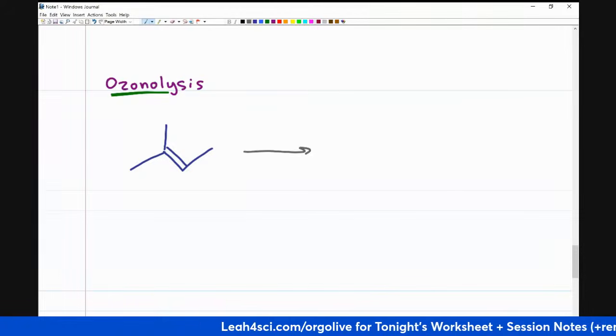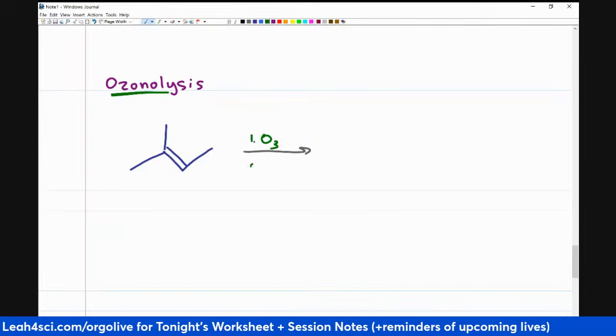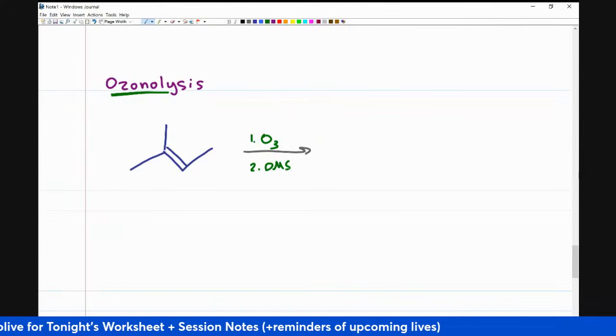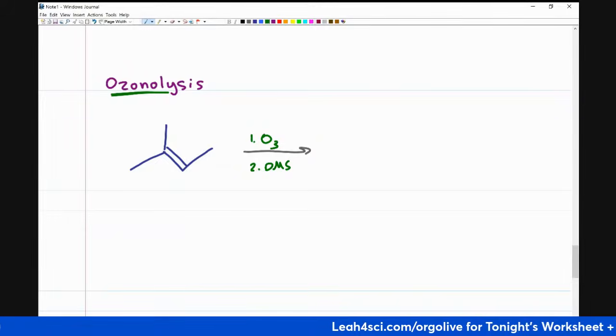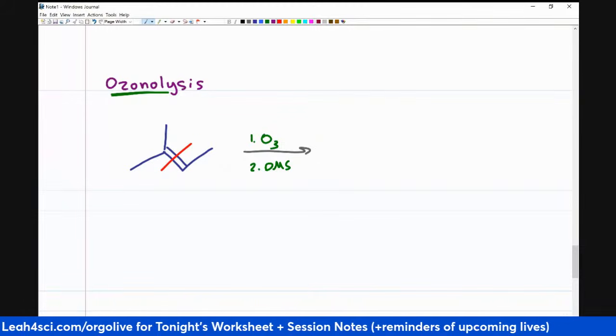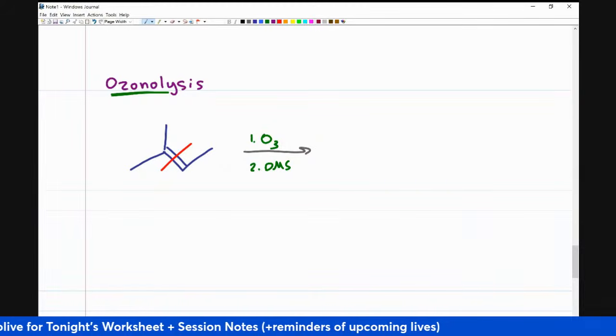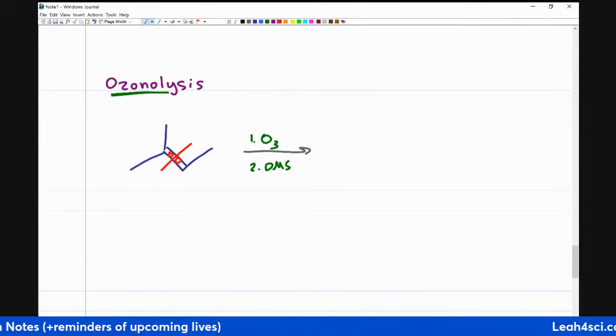If I react an alkene with ozone, O3, that's step 1. Step 2, DMS, not DMSO, that's a solvent you'll see in SN2 reactions. DMS, just the S, and a lot of students do confuse it. This is an oxidative cleavage reaction where the trick is very simple. All you do is slice the molecule through the pi bond, put an oxygen on each piece that you just cut off, and draw it exactly as you see it.